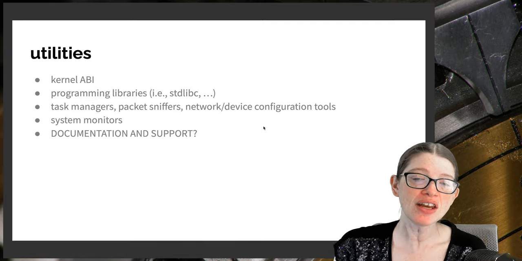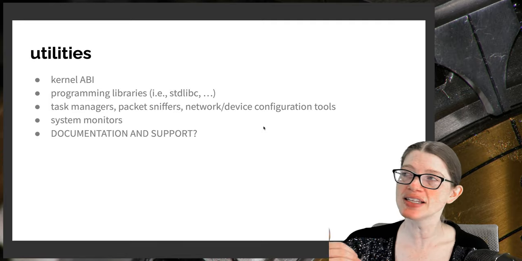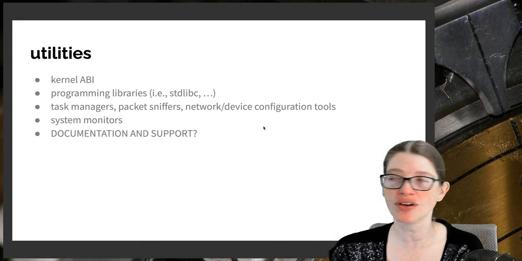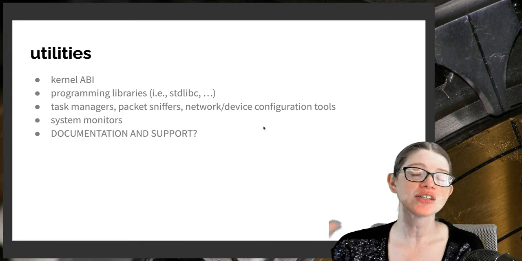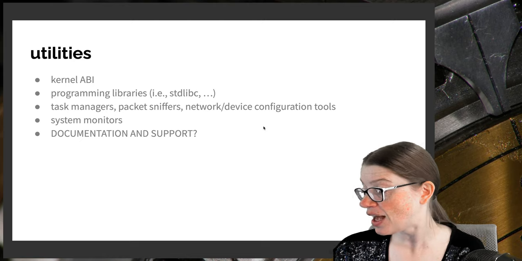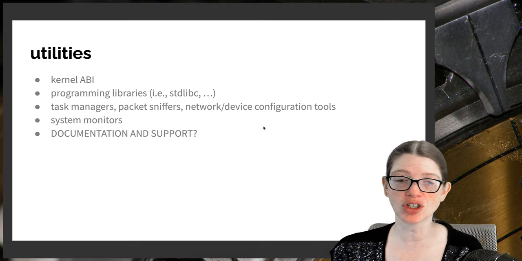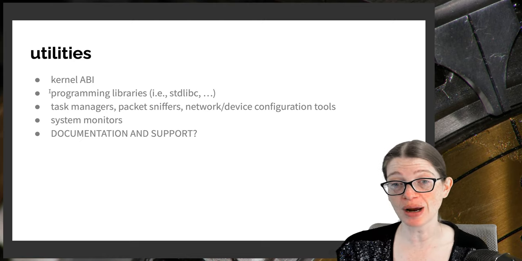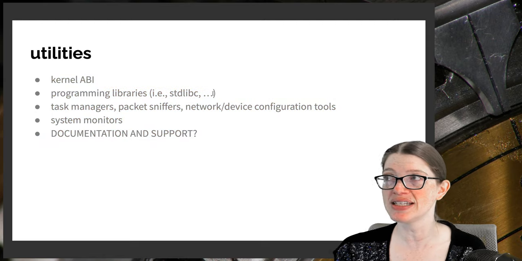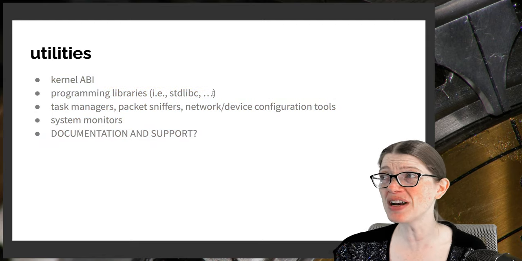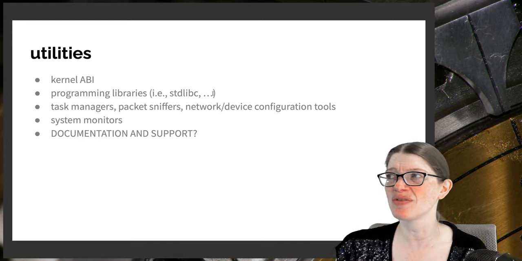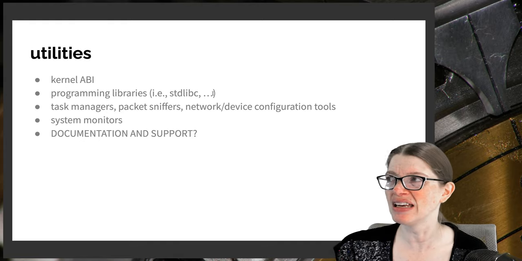All right. Then you have to ask, of course, what kinds of utilities, and this is more on the user side, are you going to offer the kernel's application binary interface so that user programs can actually interact with the kernel? Are you offering any programming libraries like the standard C library? Now, in a lot of operating systems, like macOS and Windows, you actually have to download this as Visual Studio or Xcode, and it's kind of a pain.